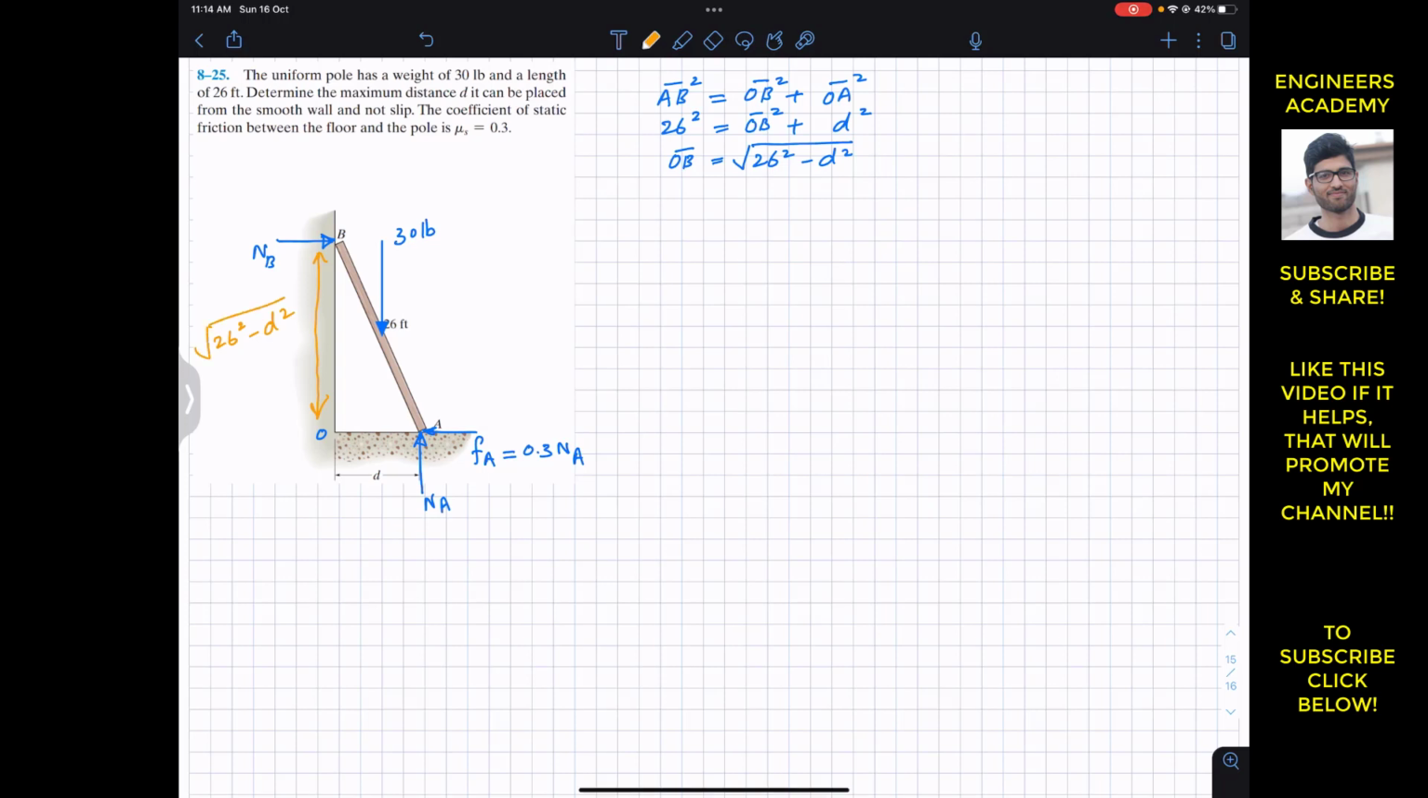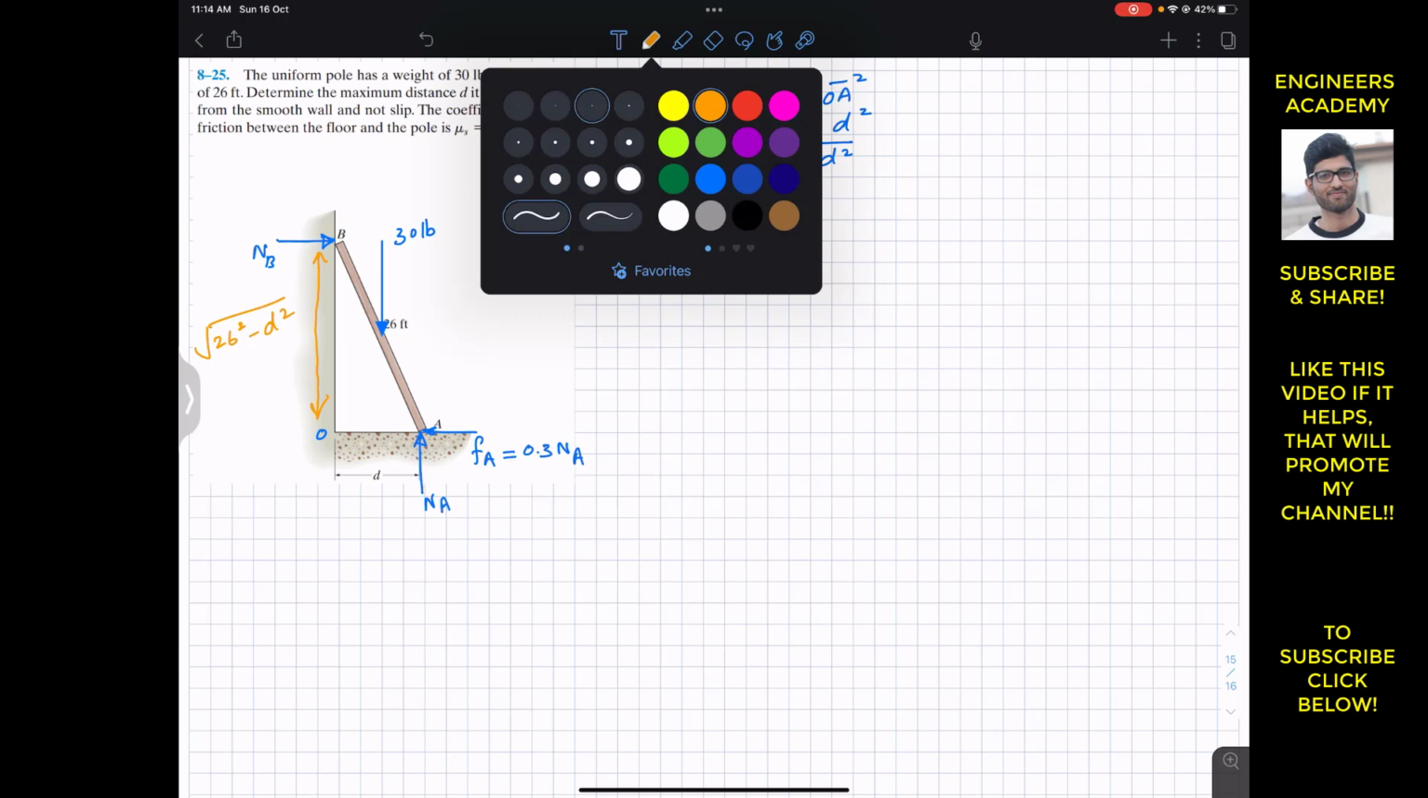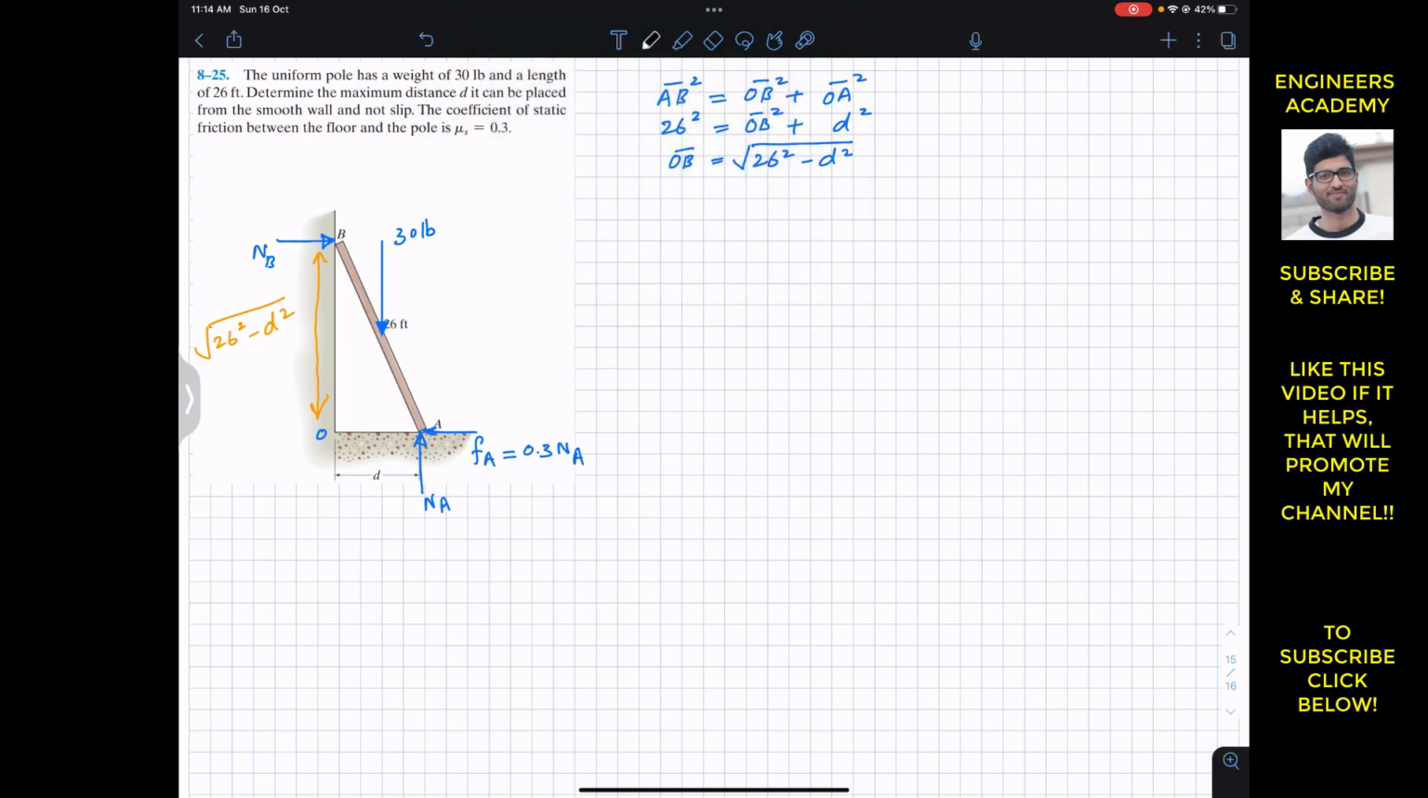So now we are considering that the pole is in equilibrium, it's not going to slip. So we are going to apply the summation of forces along x equals zero, the equilibrium condition. This is our positive x direction. As we can see that NB is acting in the positive x, so I will write plus NB. And this friction is acting in the negative x, which is 0.3 times Na. So this is minus 0.3 times Na equals 0. And from this we can say that NB is equal to 0.3 times Na.